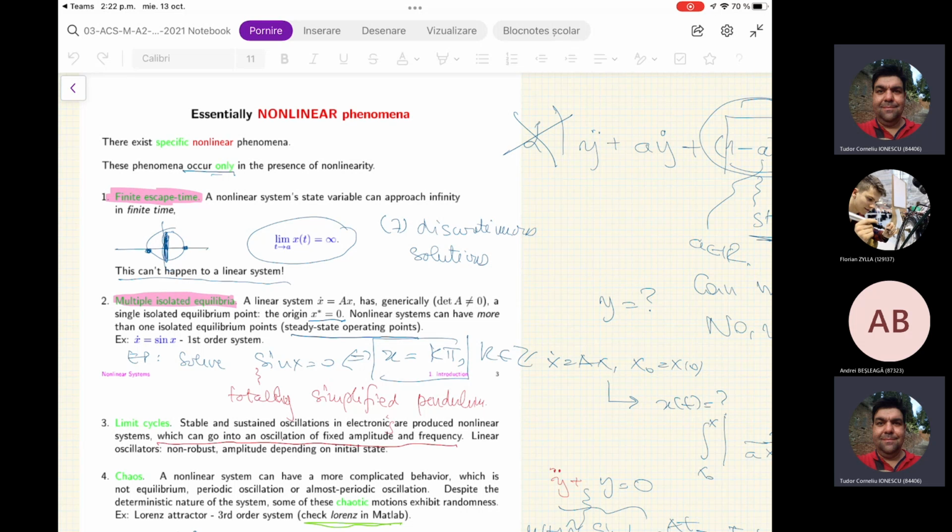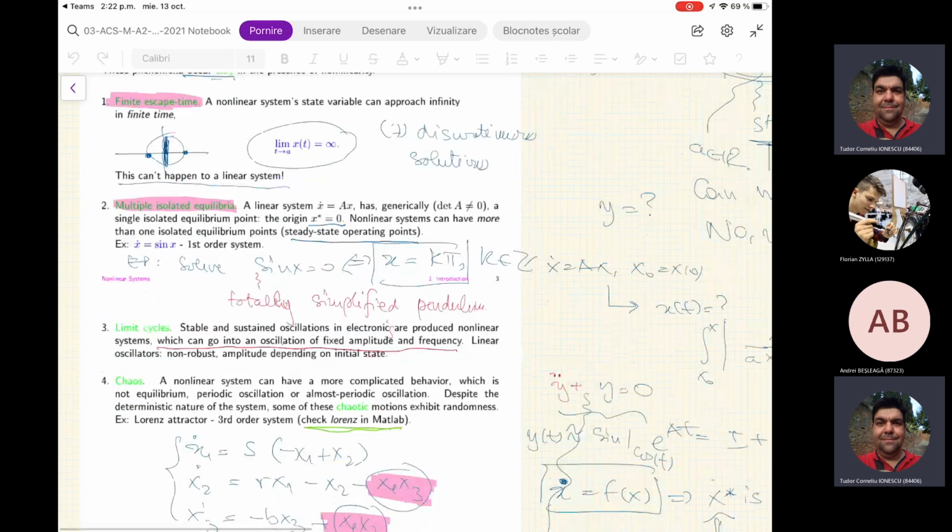So these are new things that you have never encountered before, such as the finite escape time, which is typical to nonlinear systems. The existence of the discontinuity of the solution, even if the model itself is continuous. Secondly, it's about the multiple isolated equilibrium points. So this is just like the pendulum. This is not possible for linear systems.